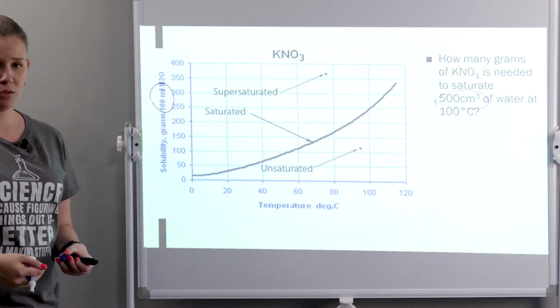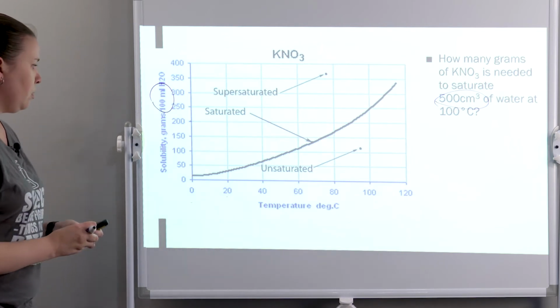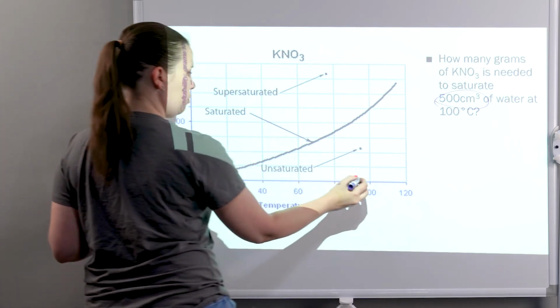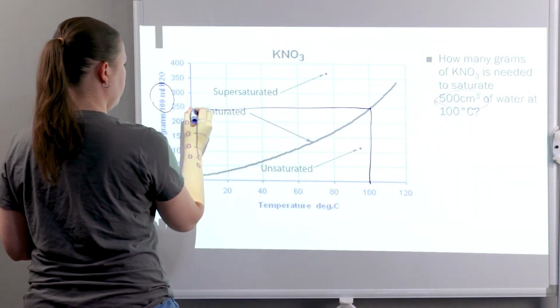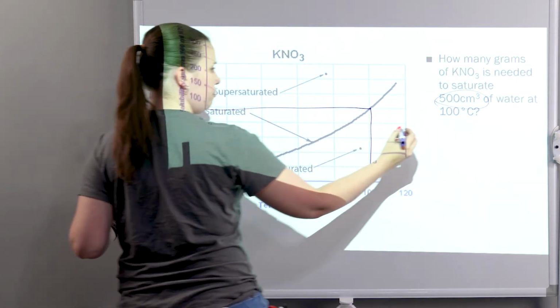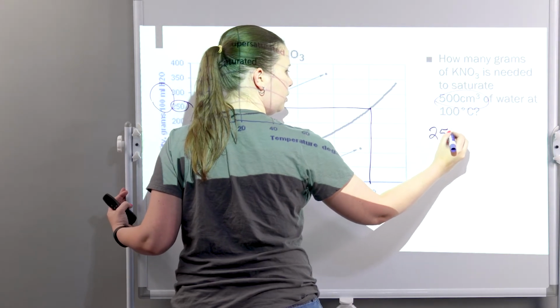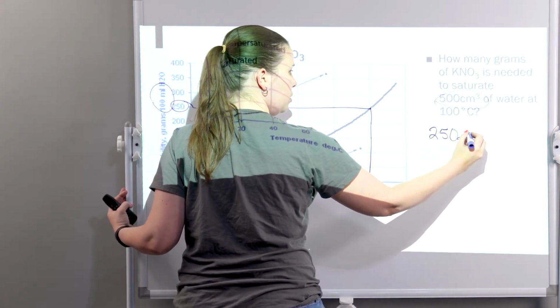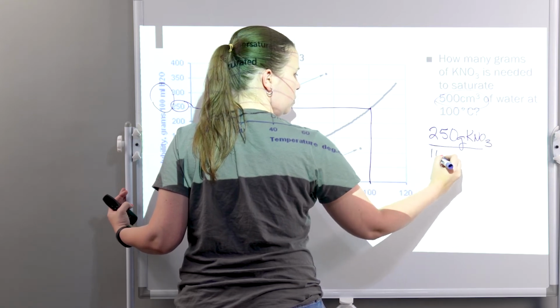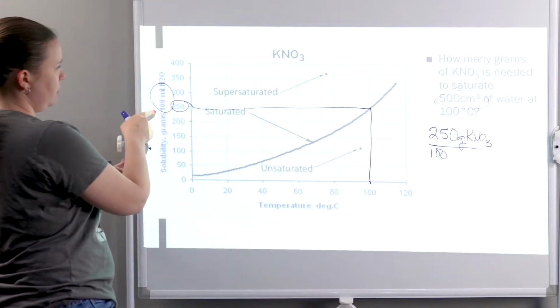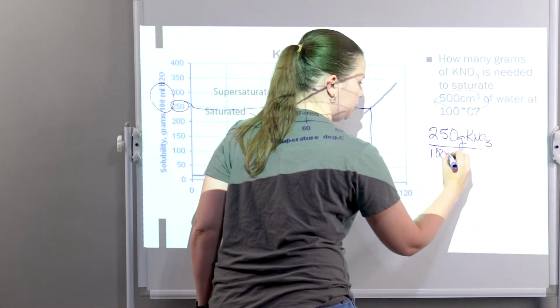So I'm going to start by using the line like I did in the first one, where I say I'm at 100 degrees Celsius, read up, and read over. And so from the graph, I get that 250 grams of KNO3 can be dissolved in 100, and this says milliliters of H2O.